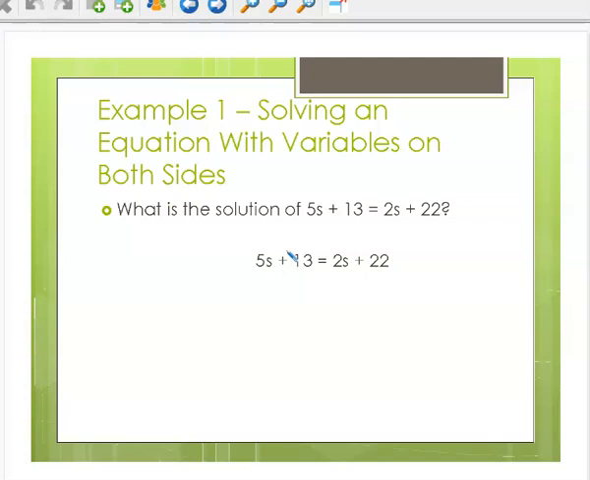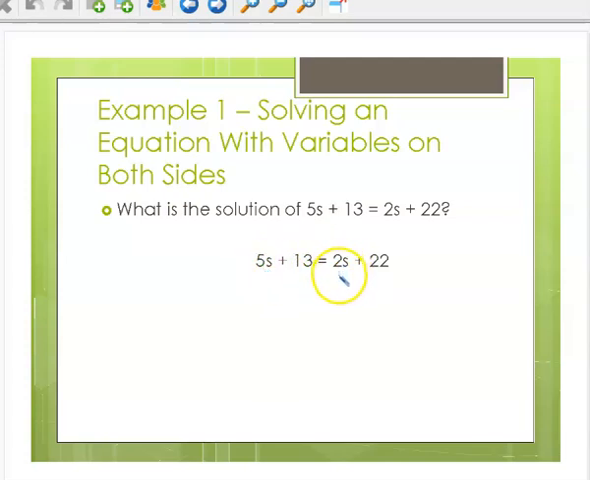The first one being, when you go to move any of these numbers around, I always try to choose the smallest number. So if I'm moving constants, the positive 13 is less than 22. That's a good place to start. It's not the only place. If you want to start with the variables, notice that the coefficient 2 is smaller than the 5. That's another good place to start.